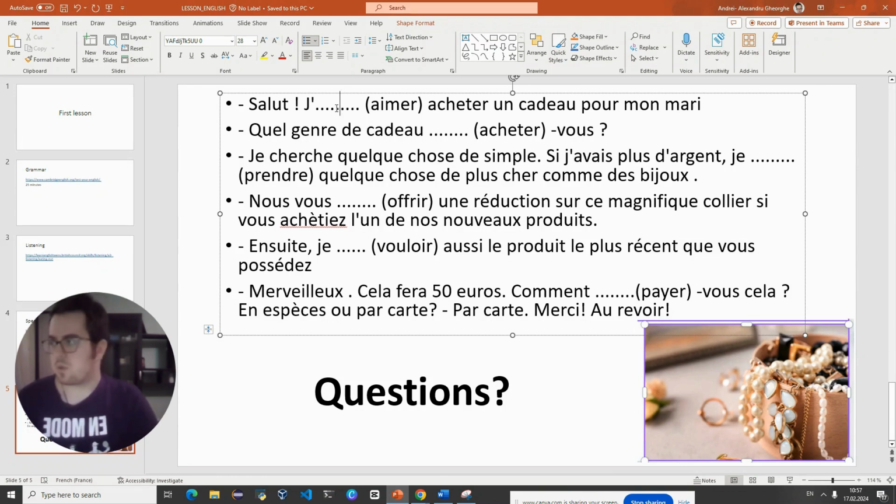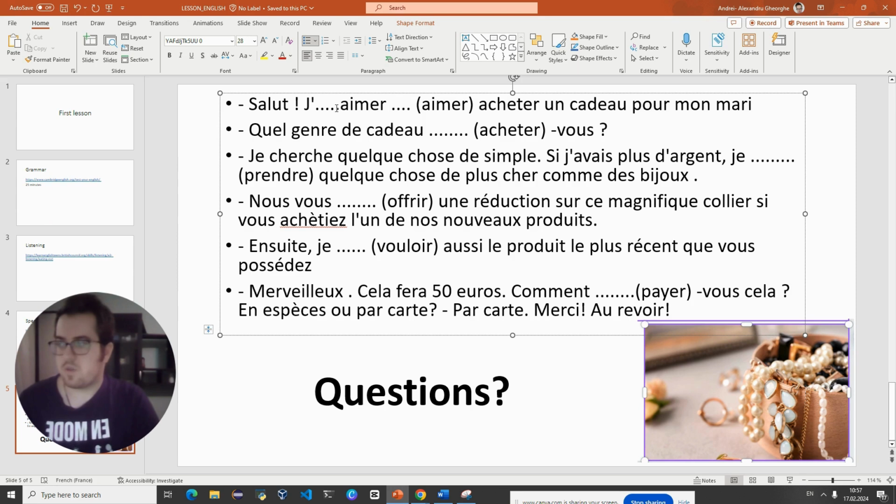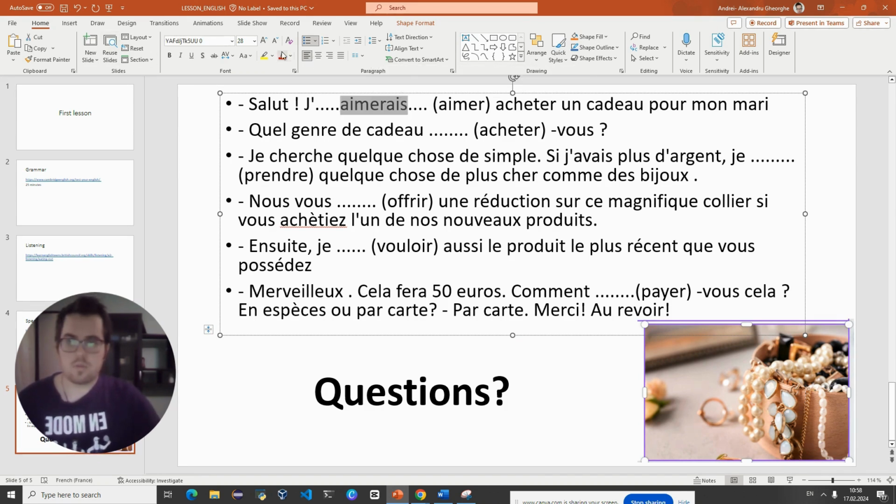Alright, so what do we know? We know that aimer is a regular verb. We know that it does not have a specific radical or stem. So what we need to do is take the infinitive form and add the ending corresponding to the person of the subject. The subject is je. So I know it's first person singular. Alright? So I need to use this ending, ais. So I would obtain aimerais like this. And I'm going to mark it in red.